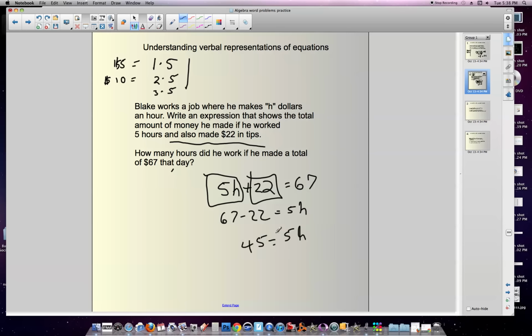And then we say, okay, if we had to multiply h by 5 to get 45, then if we take 45 and divide it by 5, then we will be left with h. Well, fabulous. What is 45 divided by 5? Well, let's see. 5 times what equals 45? Oh, 5 times 9 equals 45. So 45 divided by 5 equals 9. So 9 equals h. So he made $9 an hour, and we've solved our problem.